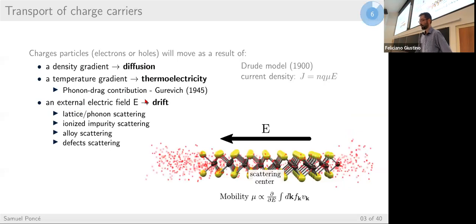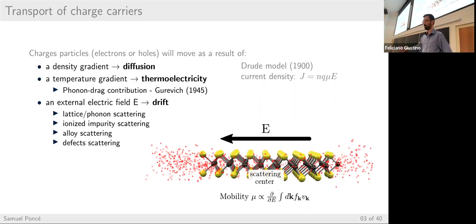And the last one is what happens when you apply an external electric field. When you apply a field, you have drift current. So what's happening is that you apply an external field, and then the charges will start moving as a result of that applied external field.